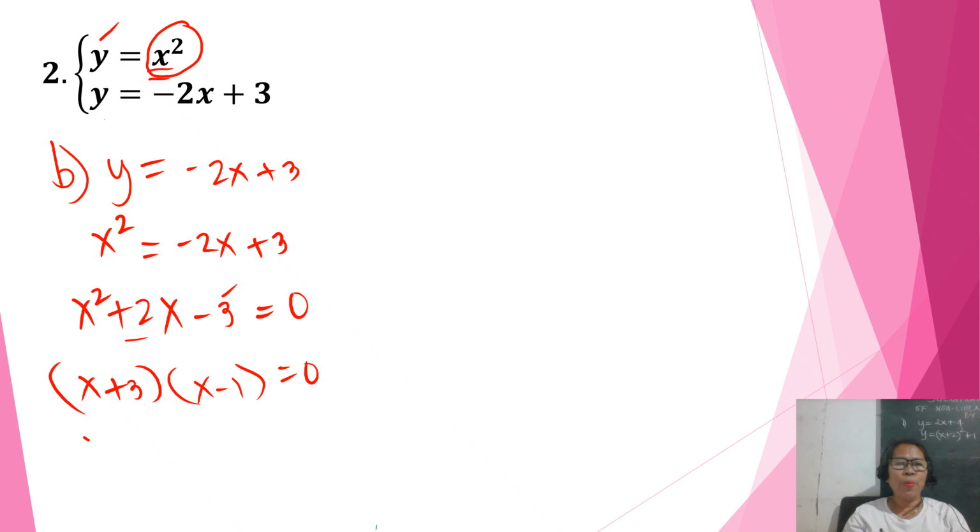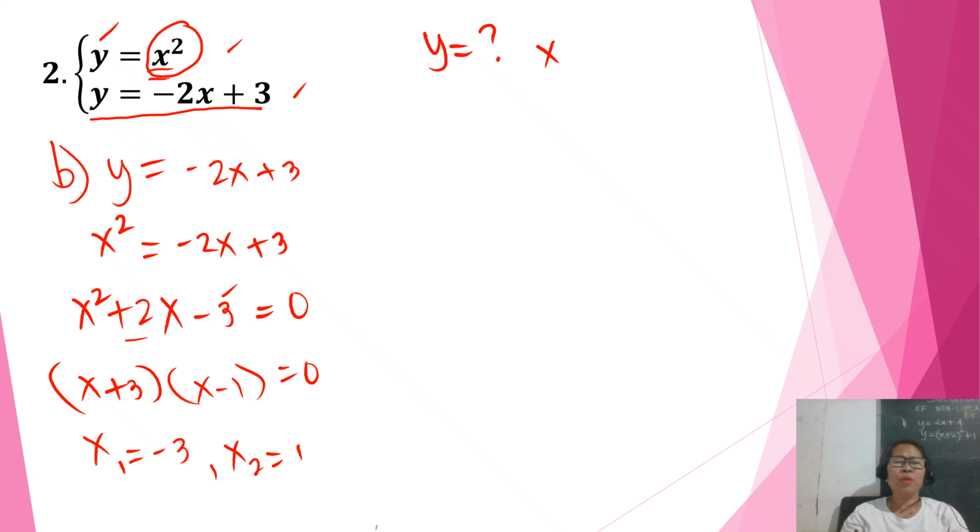In this case, we will now get the first x, which is negative 3, and then the second x will be positive 1. So we are now ready to get the value of our y. For the value of y, we can use either the first equation or the second equation, but let us use the second equation. What will be the value of y when x is equal to negative 3? We have the values of x: negative 3 and positive 1.